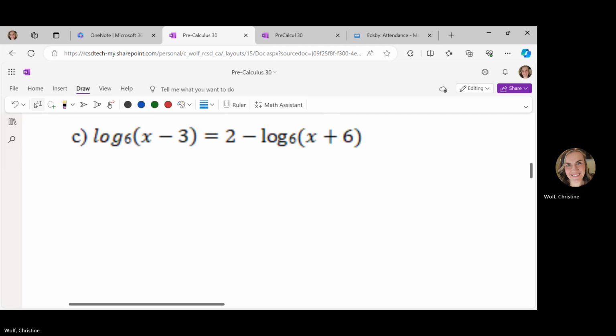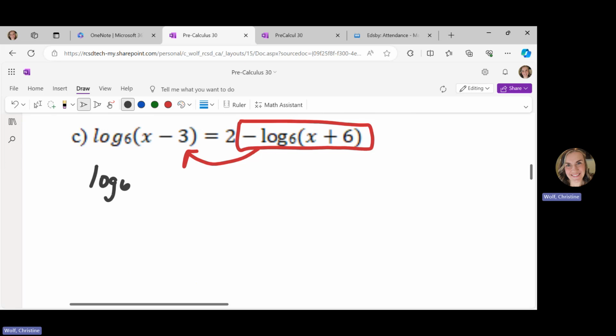Nico? Move stuff around. You are free to do so. So what Nico wants to do is take this whole negative log 6, send it over to the other side, and it becomes positive. Then you have two logs added together. When two logs are added together, that's the product rule. Yes? Okay. So what I have is log 6.